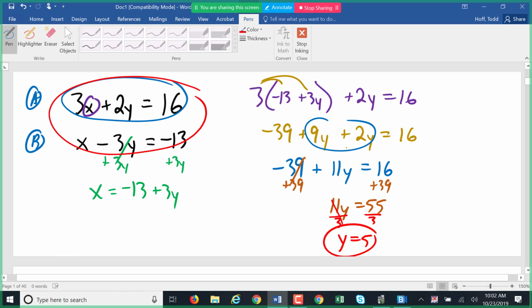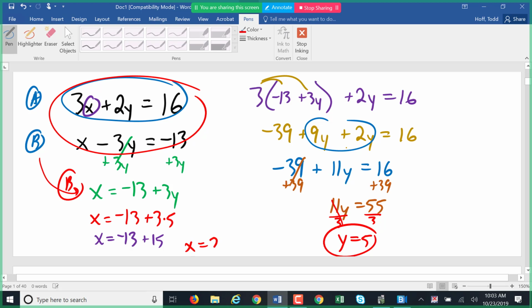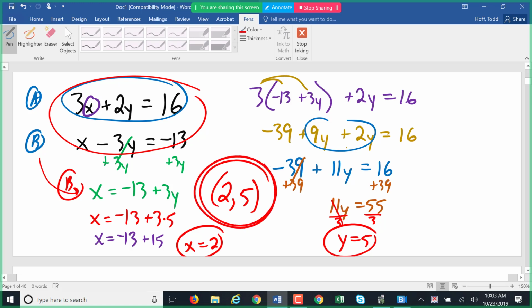We can plug back into one of the originals, but I already have equation B here solved for x, so I'm going to plug that 5 in for y there. So x equals -13 plus 3 times 5, which becomes -13 plus 15, which is 2, so x equals 2. So the solution there is x equals 2 when y equals 5. So that's the substitution method.